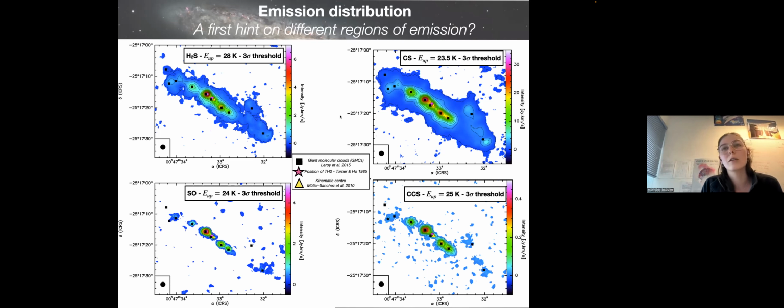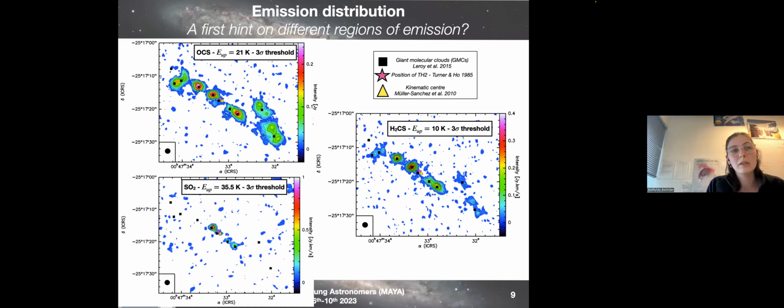So you can see that even though some species can be more or less extended than the others, they all have the same behavior in the sense that they peak more towards the inner part of the CMZ compared to the more external part.